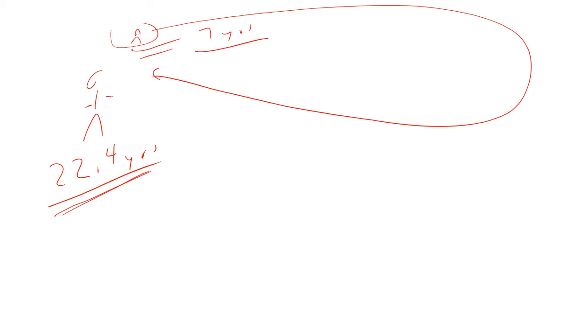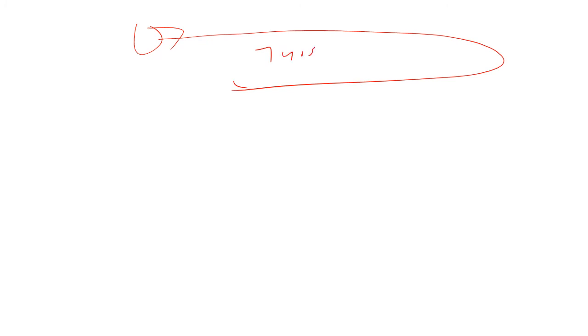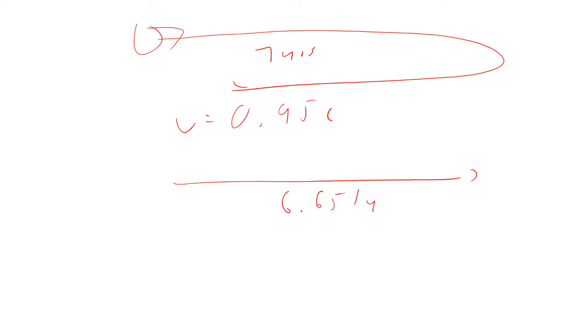But here's the other interesting thing. For the one that was moving, they went for 7 years at a velocity of 0.95 the speed of light. So that means they went a distance of 6.65 light years. Okay, so that's the distance they travel.